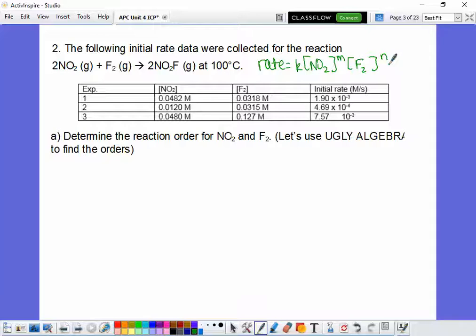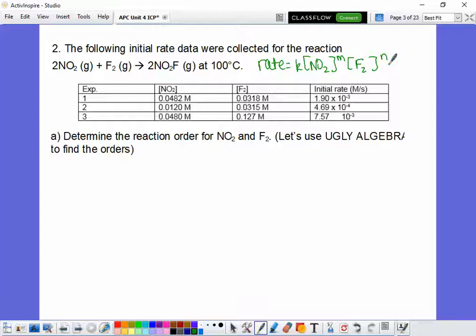M and N are what are called the orders of reaction for each of these substances. It's essentially how much that reactant influences the overall rate of reaction. And k is a rate constant. Rate constants are dependent on temperature and they are unique for the reaction. So if this was a different reaction, it wouldn't have the same rate constant. For this reaction, if we looked at it at 75 Celsius, its rate constant would change. We're not there yet to figure out how it changes with temperature. That's later. So we have this reaction.